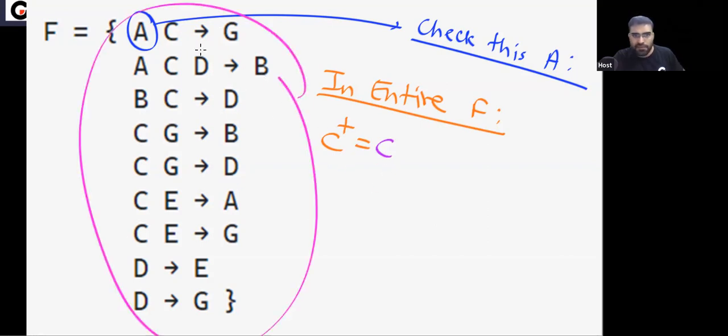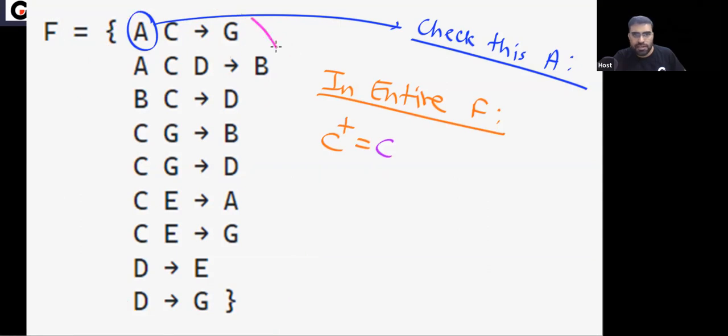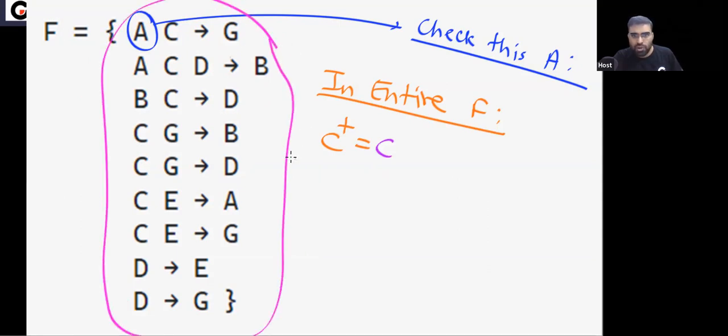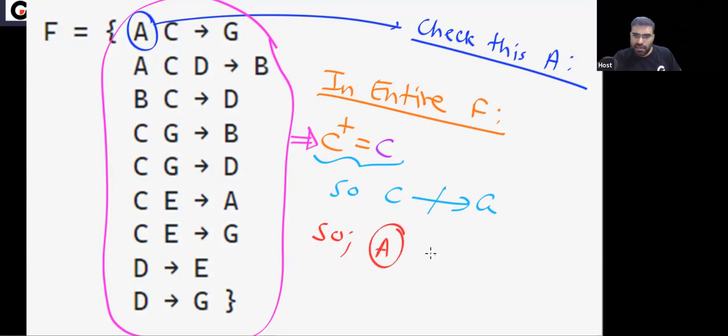In this entire F, you have to find what is C plus. So that will be C only. So can I say C does not derive G? Yes or no? So can you notice C does not derive G? So what can I say? So this A in this FD is not extra.